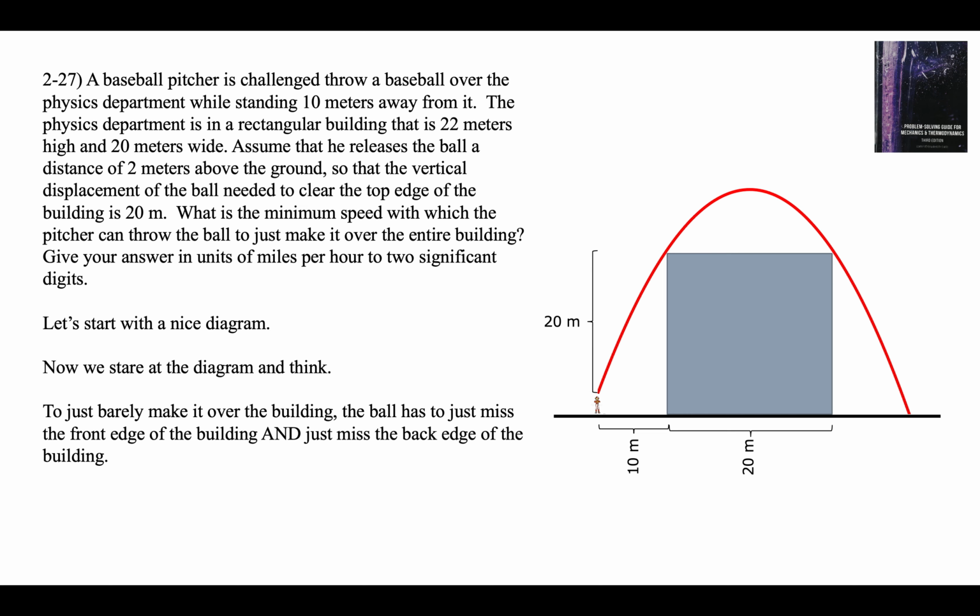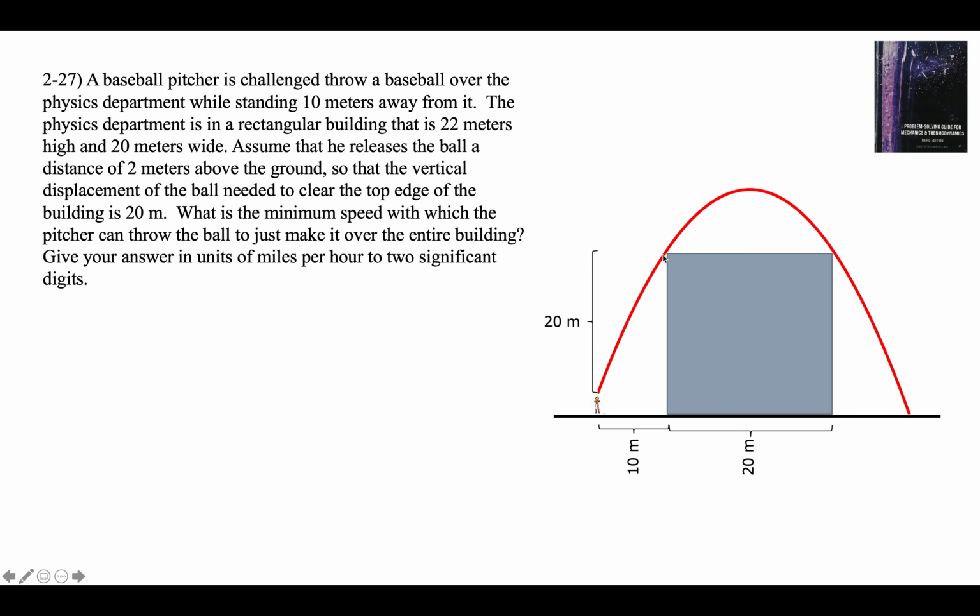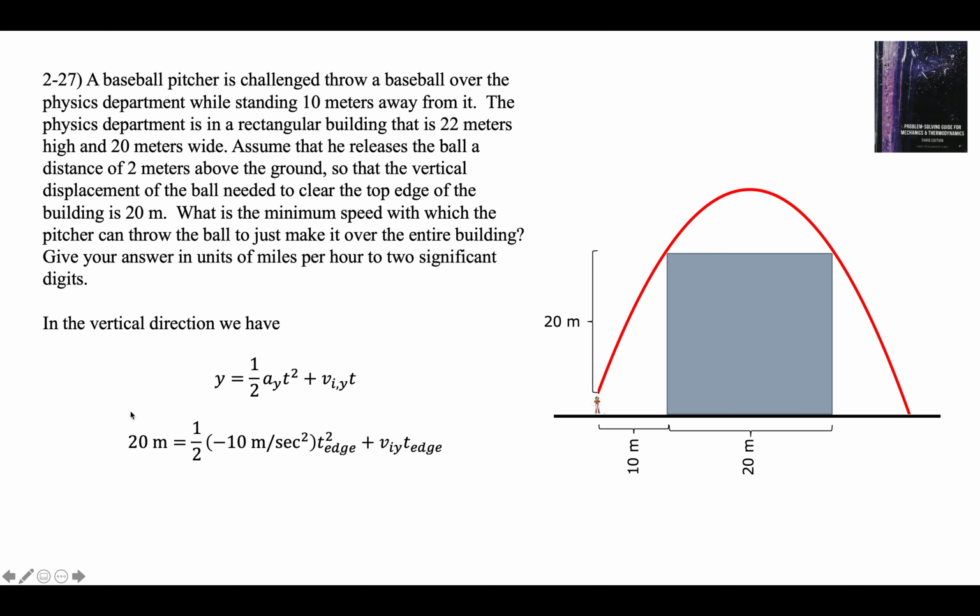What now? Well, let's define a time. The time it takes to the front edge, let's call that t sub edge. So now we can do some physics. We can write an equation. In the vertical direction, we have y is 1/2 a sub y t squared plus v initial y t. Y is plus 20 meters. It goes up 20 meters.